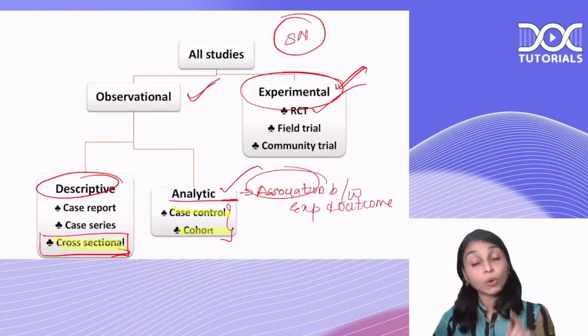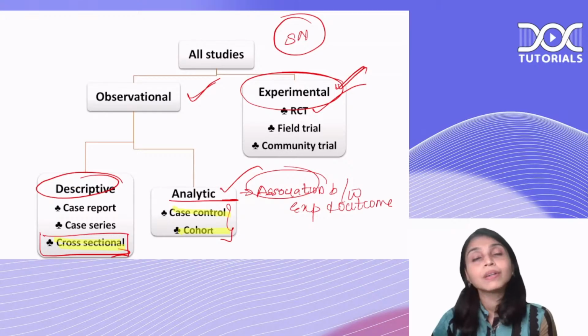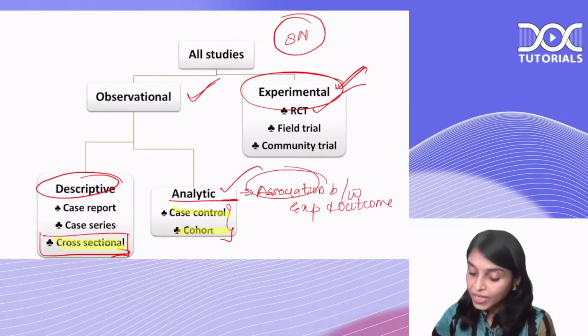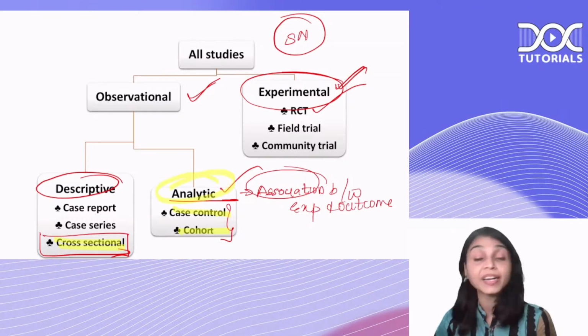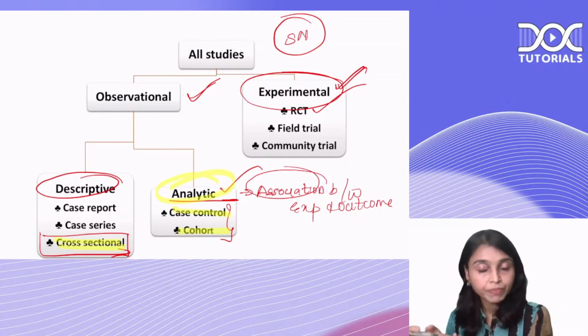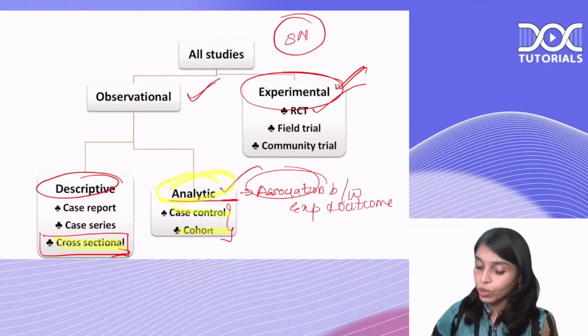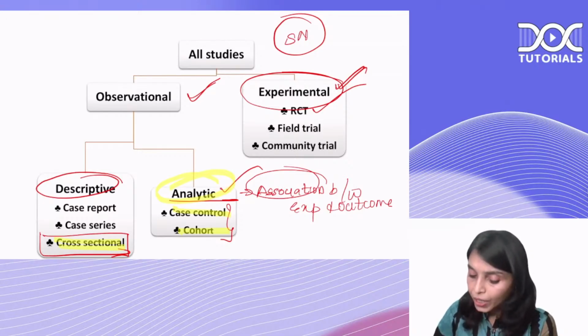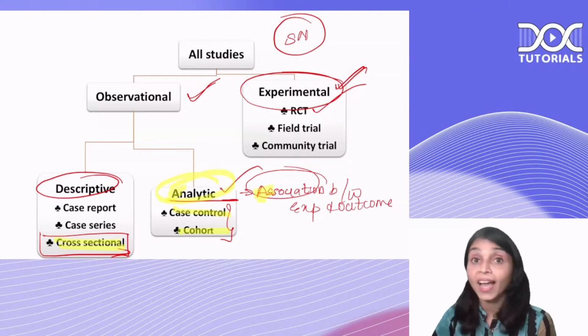Now, let's start with the one which is always confusing, the analytical study designs, under which you have case control and cohort. We have already seen that in analytical study design, whether it is case control or cohort, you will always find two different things: an exposure and an outcome, and you want to know the association between exposure and outcome. There is an easy way to remember: analytical study design to find out association, A and A.